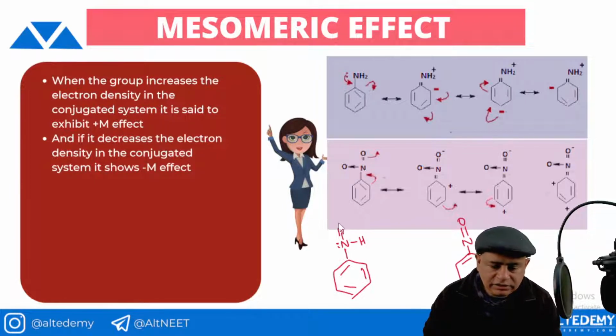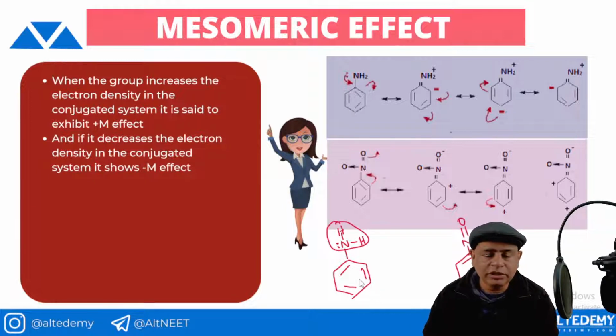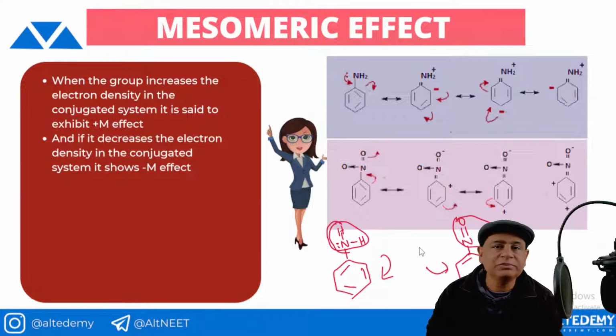Now, NH2 is conjugated with this aromatic system. Benzene is an aromatic compound. Resonance is there, aromaticity is also there. It is a conjugated compound. Now look here. NH2 is attached with this conjugated system, and NO2 is also attached with the conjugated system. If we are studying the property of NO2 and NH2 with respect to this benzene ring, we will understand this phenomenon as mesomeric.